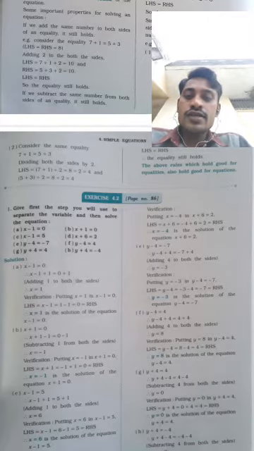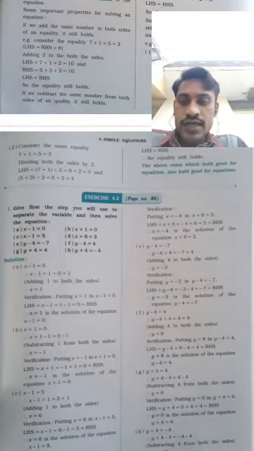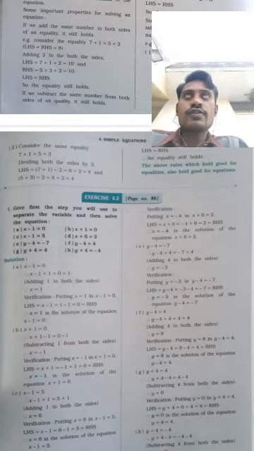x minus 1 is equal to 0. So x minus 1 plus 1 equals 0 plus 1. Here we have to add 1 to both sides. Verification: putting x is equal to 1 in x minus 1, LHS is 1 minus 1 is equal to 0, which is RHS. So x is equal to 1 is the solution of the equation x minus 1 is equal to 0. Understood this?